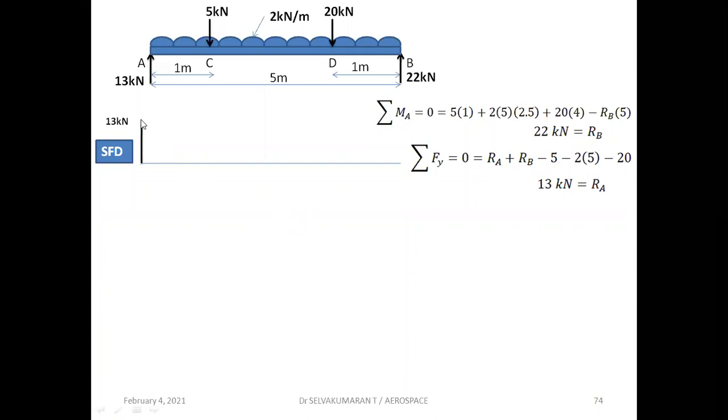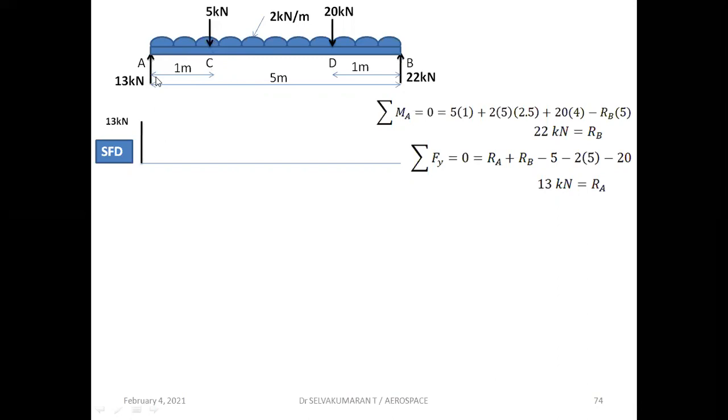So 13 kilonewton is the shear force at A. Then between A and C, you have a UDL of 2 kilonewton per meter over a length of 1 meter. It is distributed over the entire length. Why I am considering only the 1 meter: at the end of 1 meter, you have a 5 kilonewton point load acting. So it is required to calculate the shear force at C.